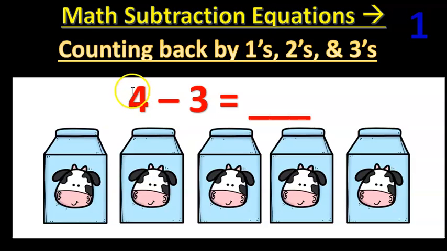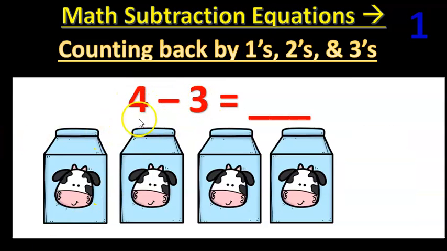Now, let's come here to another example. We have here 4 minus 3 equals blank. Let's read it again. 4 minus 3 equals... Now, since 4 is up front here, there are 4 cow bottles right here. 1, 2, 3, 4. Okay? Now, it says here, 4 minus 3.